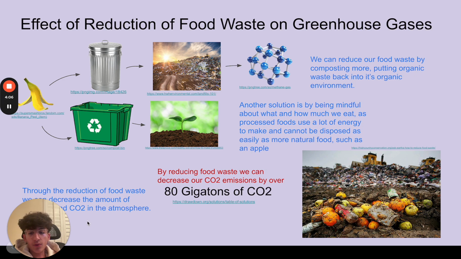Through the reduction of food waste, we could decrease the amount of CO2 in the atmosphere. We can reduce the CO2 emissions by over 80 gigatons of CO2. We can reduce our food waste by composting more, putting organic waste back into its organic environment. And another solution is being mindful about what we eat and how much we eat, as processed foods use a lot of energy to make and cannot be disposed of as easily as natural food, such as an apple.